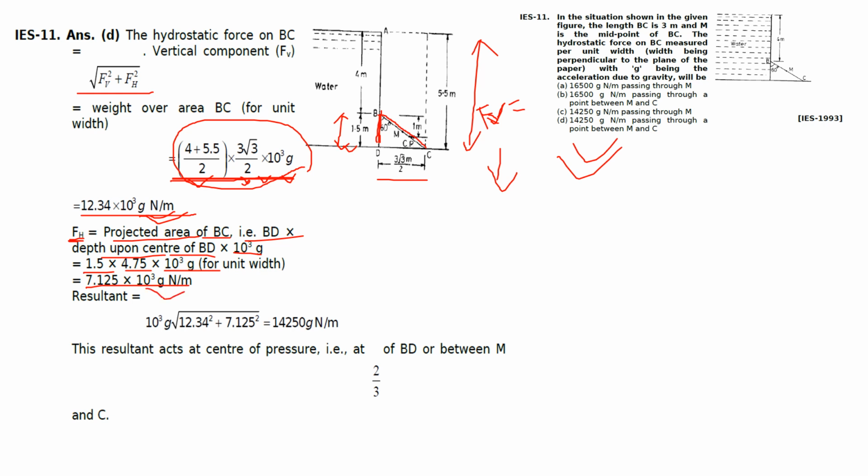So this is nothing but horizontal force, and this is nothing but vertical force. Now take the net of these two. If you simplify, you will get this: 1425 G Newton per meter. So its answer will be D. You can see here D.